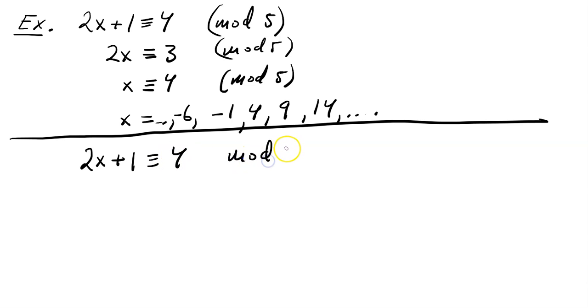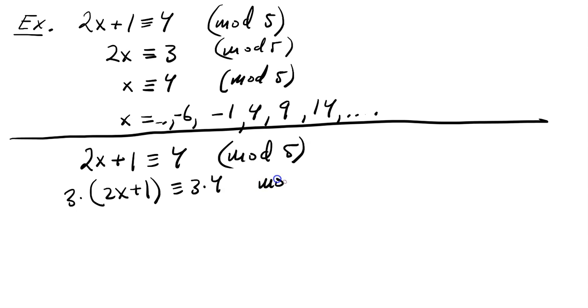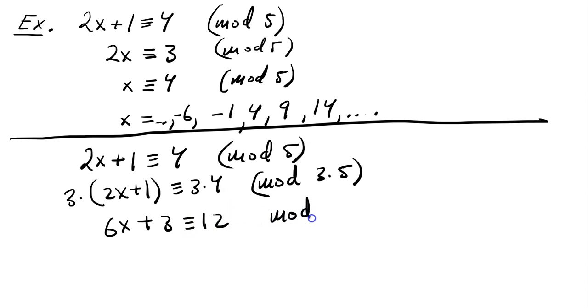So let's just pick, for example, 3. So we multiply both sides with 3. And then we know that we should multiply also the modulo with 3. And if we multiply in here, we end up with 6x plus 3 and 12. And this becomes modulo 15 now.